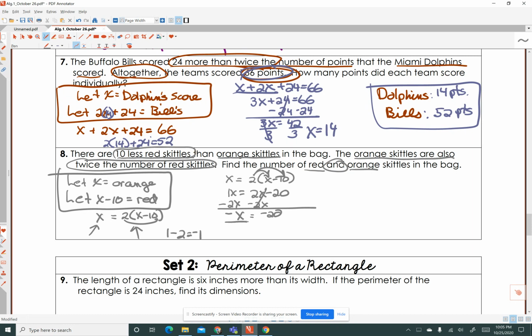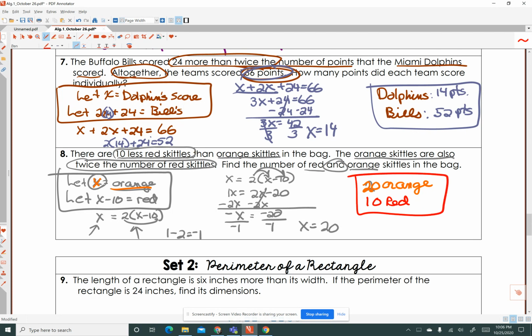And to solve this, we have to isolate x. So we have to divide this by negative 1. And x equals 20. So there are 20, because x is the orange. Okay, so x equals orange. So there are 20 orange, and twice as many orange, so there are 10 red Skittles in the bag. So that's that type of problem.